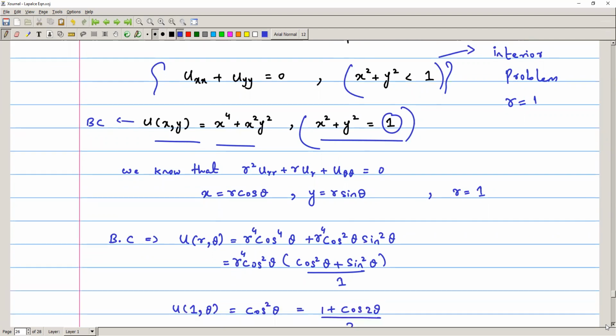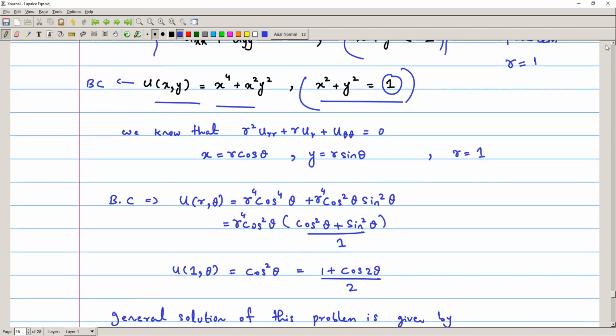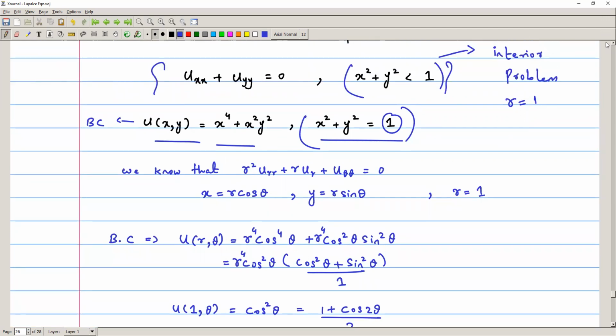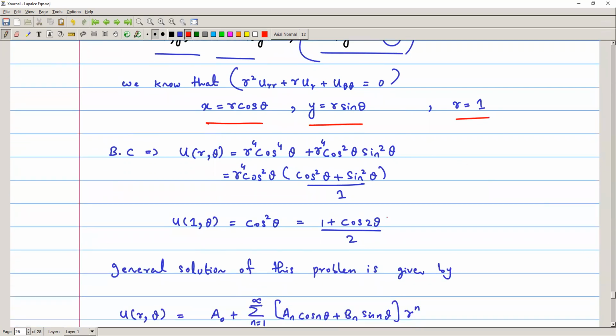So now we have the solution u, r squared u_rr plus r u_r. Now we are going to solve this problem in polar coordinates. First of all, we will convert this equation to polar coordinates, and we already know the equation in polar coordinates that is given here: r squared u_rr plus r u_r plus u_theta theta equals 0. We know x equals r cosine theta, y equals r sine theta, and r equals 1. So we'll plug that in.